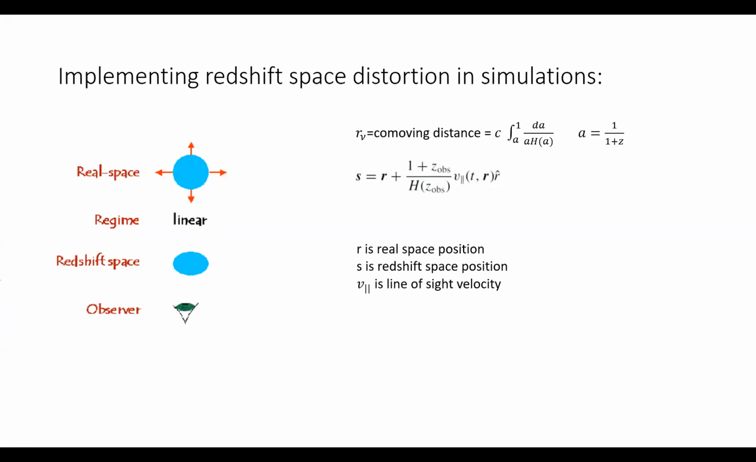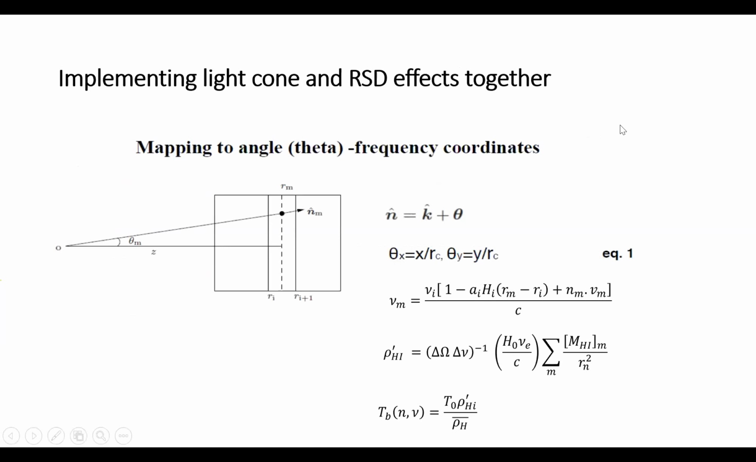Kaiser, in 1987, proposed this, and it is actually seen in the large scale distribution. But if you go to small scales, you have a slightly different effect. That is also a redshift space distortion effect, but the velocity is so high because of the kinetic motion of the particles that, instead of getting compressed, it will appear elongated. I'm not discussing that, but that is called the finger of God effect. I'm not going into that.